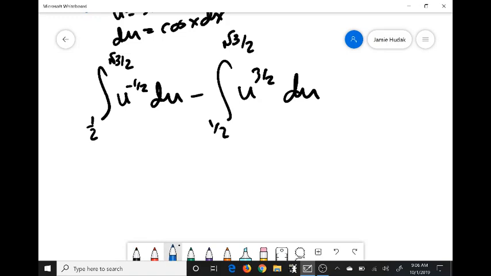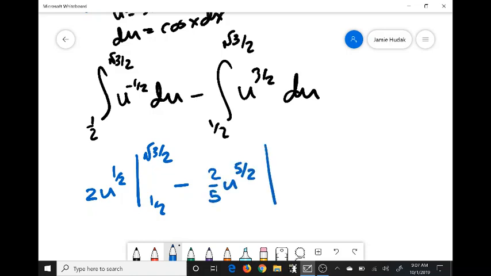And now the antiderivative of u to the negative 1/2, you add 1 to the exponent, you get a positive 1/2. When you divide by 1/2, you get 2. So it's 2u to the 1/2, from 1/2 to root 3 over 2, minus, when we add 1 to 3/2, we get 5/2. When we divide by 5/2, it's 2/5 u to the 5/2, from 1/2 to root 3 over 2.